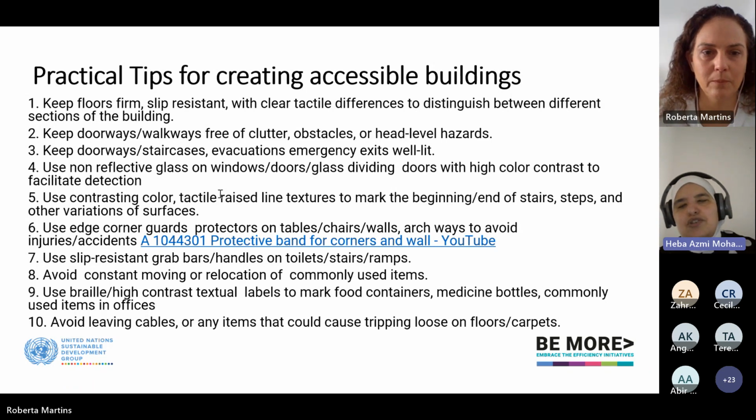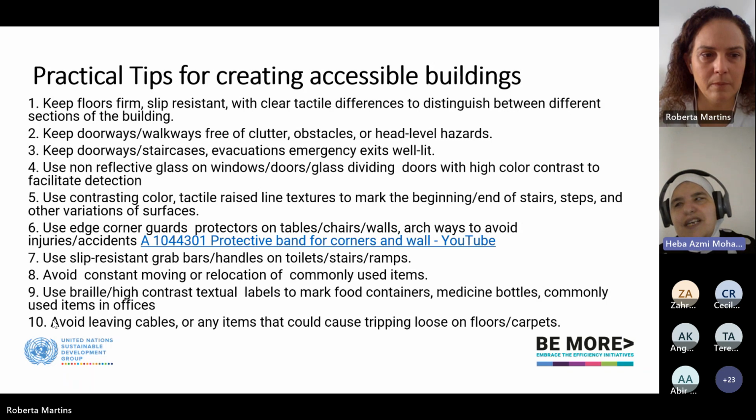And make sure to use different tactile surfaces to distinguish between different parts of the building. So, for example, if you have your offices carpeted, make sure that your corridors are not. Or if you have your offices made up of wooden floors, make sure your corridors are made of another material for easier access. Always keep your corridors and walkways free of clutter, obstacles, and especially head-level furniture or shelves, because these cannot be detected by a person using a white cane, but they can cause safety hazards.